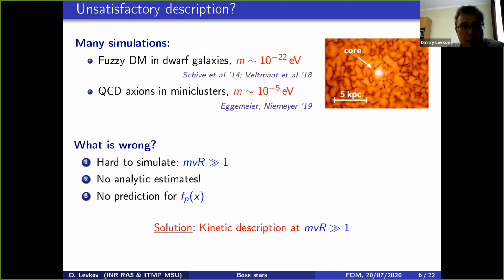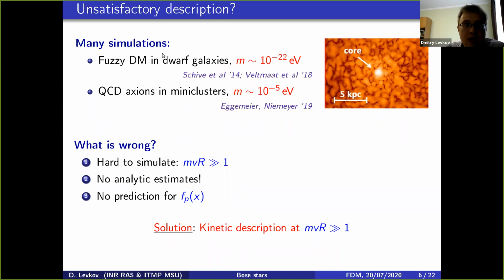Actually, there was a very notable simulation of Bose star formation in dwarf galaxies. So people were considering fuzzy dark matter forming dwarf galaxies, and there was a Bose star in the center of each and every one of them. And more recently, there was a simulation of axions, QCD axions, in very small structures, axion mini clusters, which have mass of order of 10 to the minus 13 or 14 solar masses, and they're small, and that's why QCD axions can condense and form Bose stars in their centers.